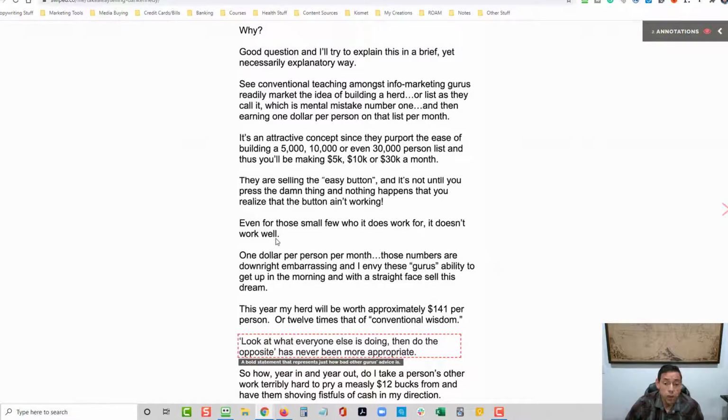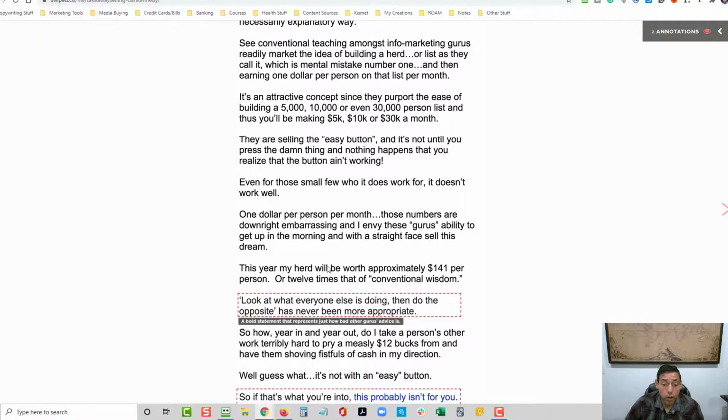"Even for those small few who it does work for, it doesn't work well. $1 per person per month, those numbers are downright embarrassing, and I envy these gurus' ability to get up in the morning with a straight face and sell this dream. This year, my herd will be worth approximately $141 per person, or 12 times that of conventional wisdom."